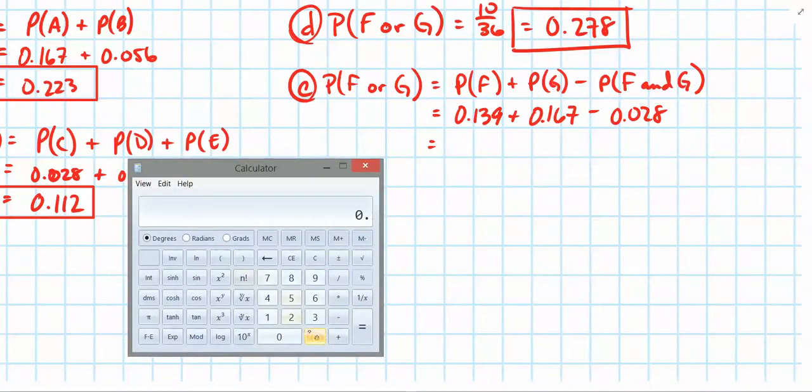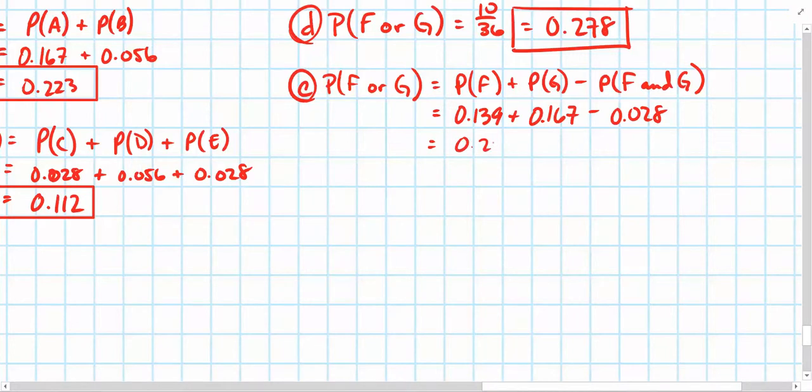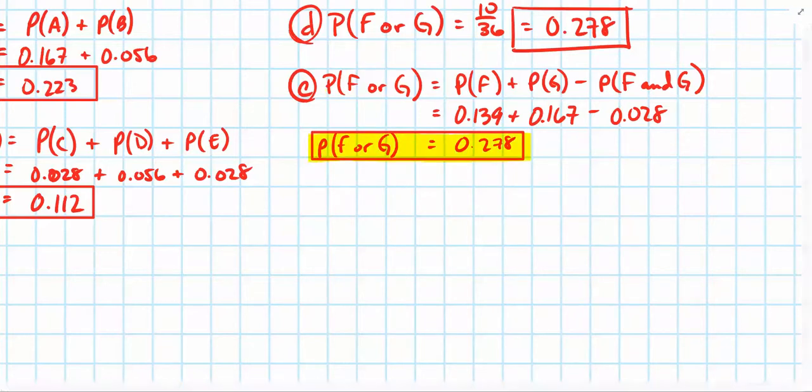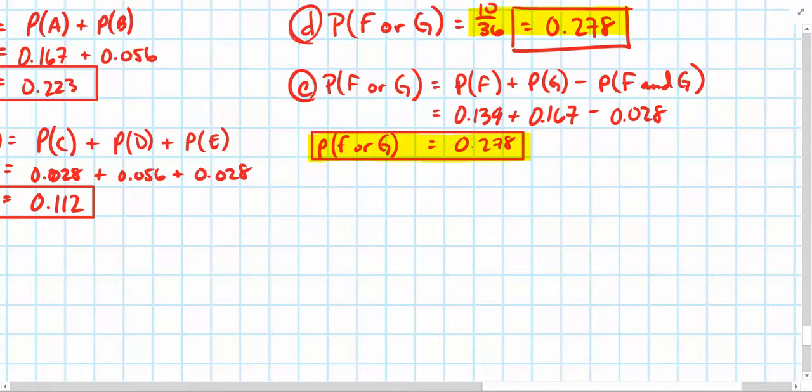And so when I run the numbers here, 0.139 plus 0.167, take away 0.028, we see 0.278. And wouldn't you know it, these two match. It's exactly what we were hoping for. Whether you use the general addition rule or if you simply look at your sample space to obtain your result, the answers are the same.